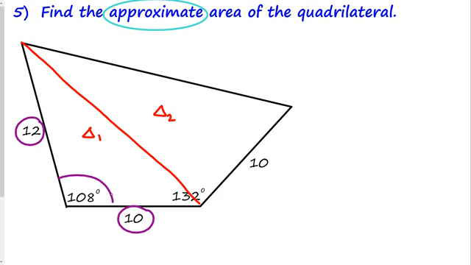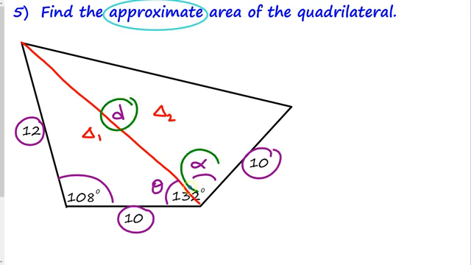Then look at triangle 2. We could go back to triangle 1 and use the law of cosines to find the diagonal length, which I'm going to call D. We could then use the law of sines to find this angle right here, which I'm going to call theta. And then we could subtract from 132 to find this angle here, which I'm going to call alpha. And once we have that, we could use the side, the included angle, and the side to get the area of triangle 2. Okay, so that would be the process.